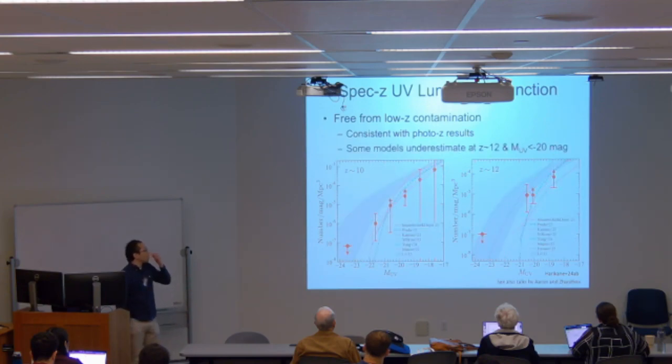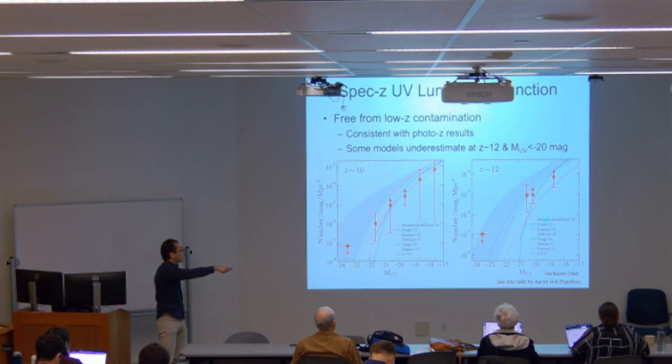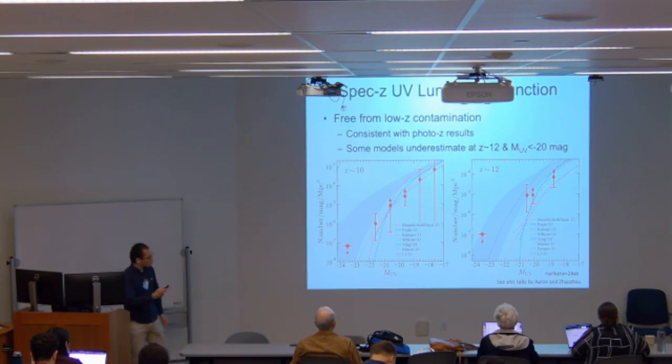Then we compare with the theoretical model predictions. At z~10, most of the models agree well with the spec-z constraint. On the other hand, at z~12 with a relatively bright magnitude range of -20 or -21, some of the models underpredict the number density of such bright galaxies compared to the spectroscopic constraint from our study.